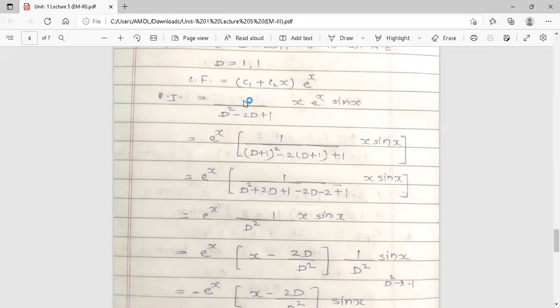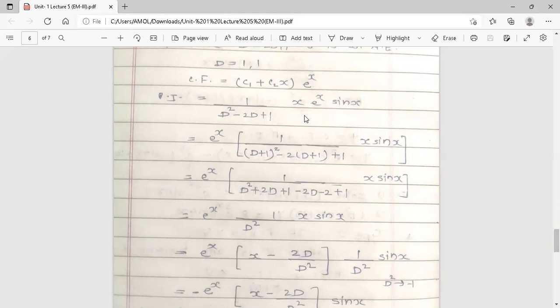That formula is 1 upon phi of D into f of x. Here phi of D is D square minus 2D plus 1 into f of x. F of x is here x into e raised to x into sin x. There is a product of three functions. One of them is exponential, the second one is a linear function, and the third one is a trigonometric function. So if there are three functions, then you solve for the first, the exponential function, and you consider the remaining terms as one function. So here the exponential function is e raised to x, so you solve for the exponential function and the remaining term as one function. So it is now case 5, e raised to x into v.